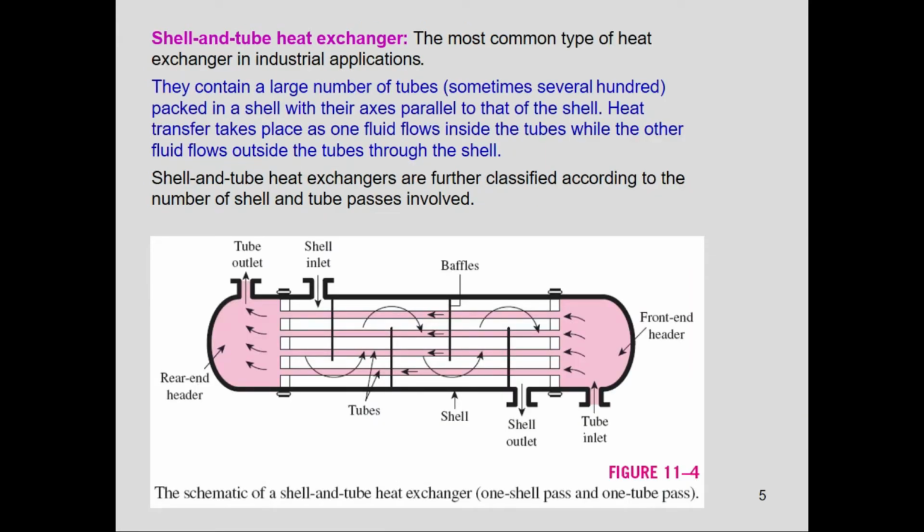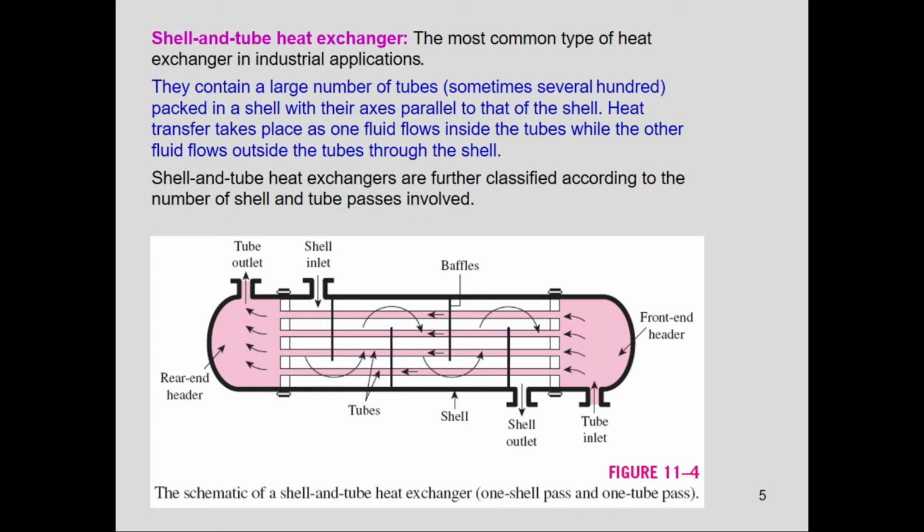The most common type of heat exchanger in industrial applications is the shell and tube heat exchanger, as you can see in this diagram. A shell and tube heat exchanger contains a large number of tubes, and these are the tubes, right? Sometimes several hundred are packed in a shell with their axis parallel to that of the shell. Heat transfer takes place as one fluid flows inside the tubes while the other fluid flows outside the tubes through the shell. There are some vertical plates which are known as baffles, and baffles are commonly placed in the shell to force the shell side fluid to flow across the shell, to enhance the heat transfer, and to maintain uniform spacing between the tubes.